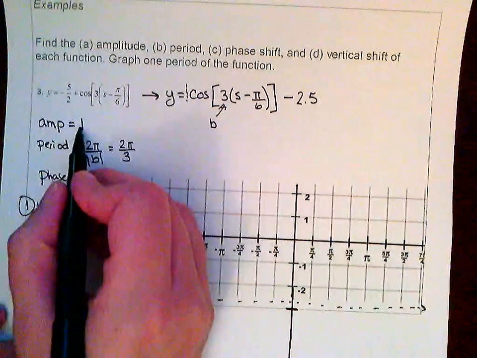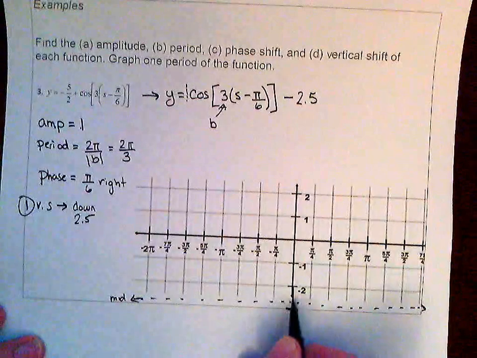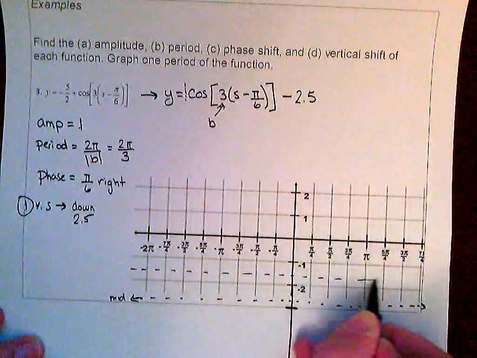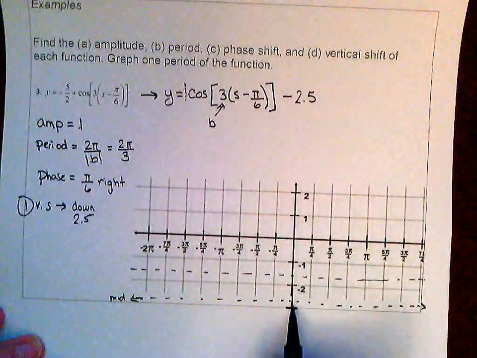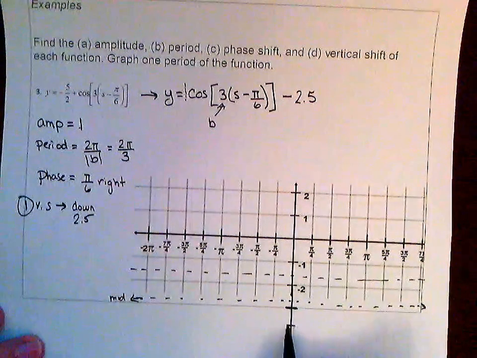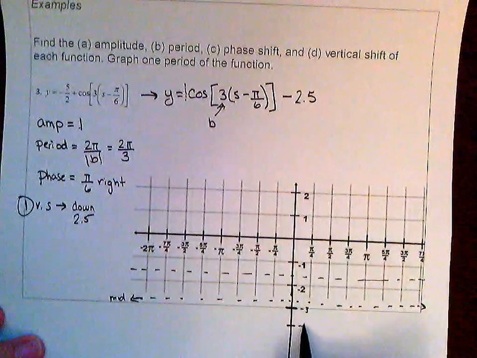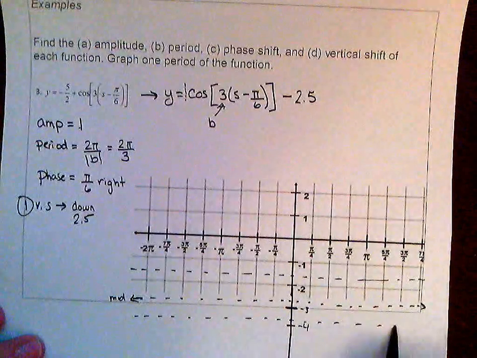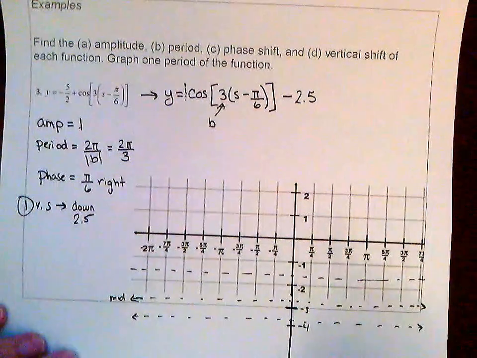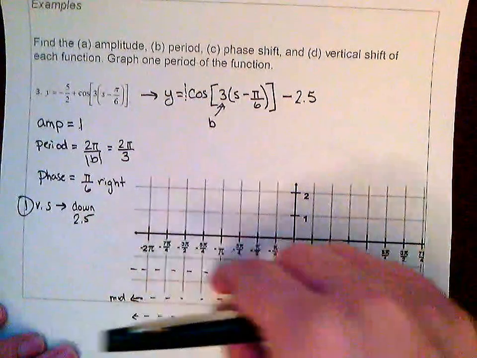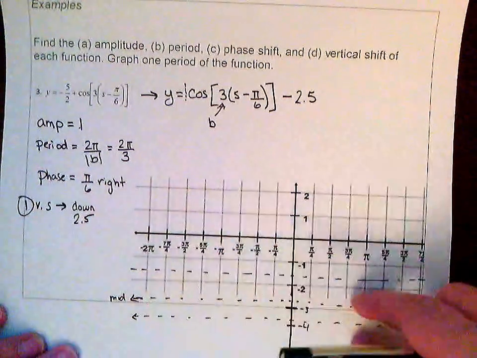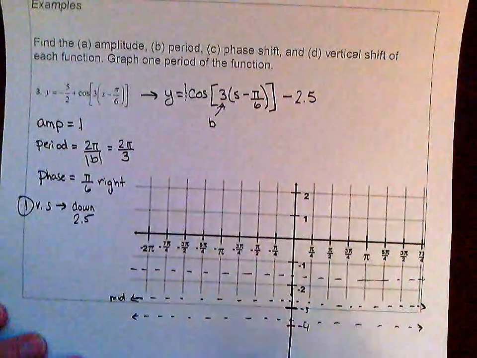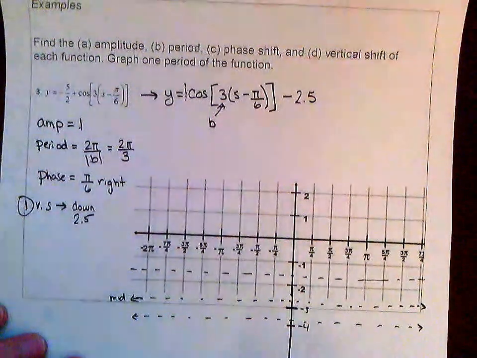All right, our amplitude is 1. So from this midline, it's going to go up 1. And then from this midline, we're going to go down 1 to -3.5. Alright, so now I know my graph is going to be approximately, all my points are going to be in this area right here.